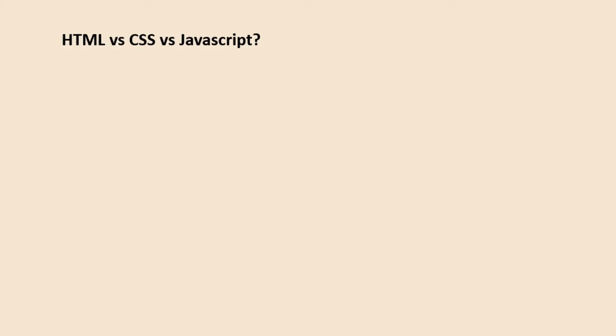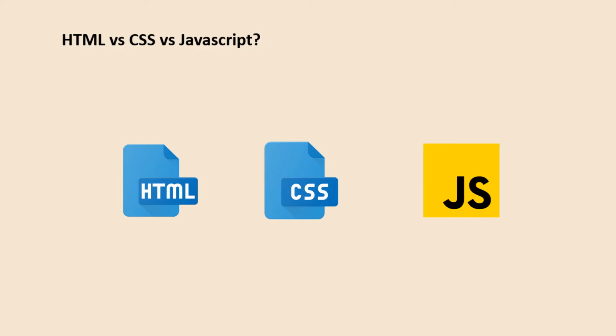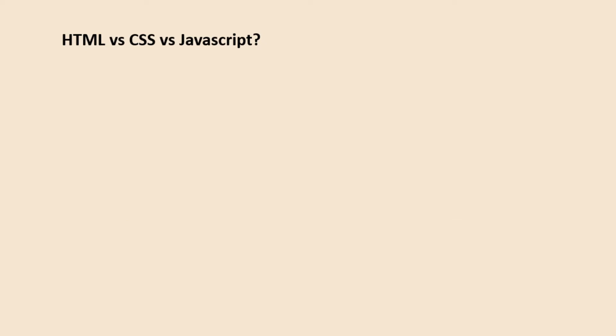Hey there, Sam. We talked about what happens behind the scene when you visit a website in the last video, but what actually makes a website a website? In short, a website comprises three components: HTML, CSS, and JavaScript. Let's take a look at them in more detail.